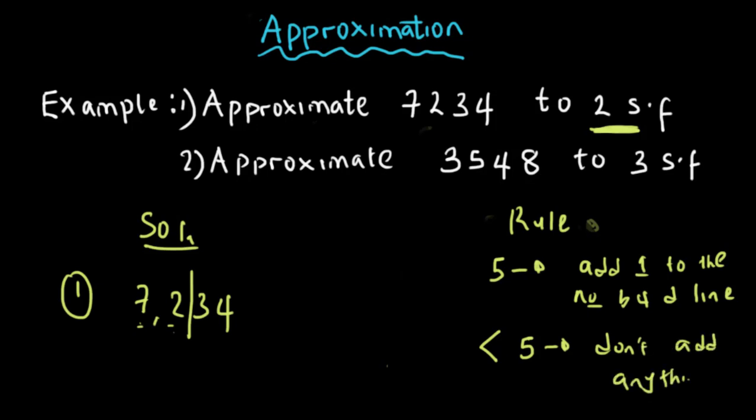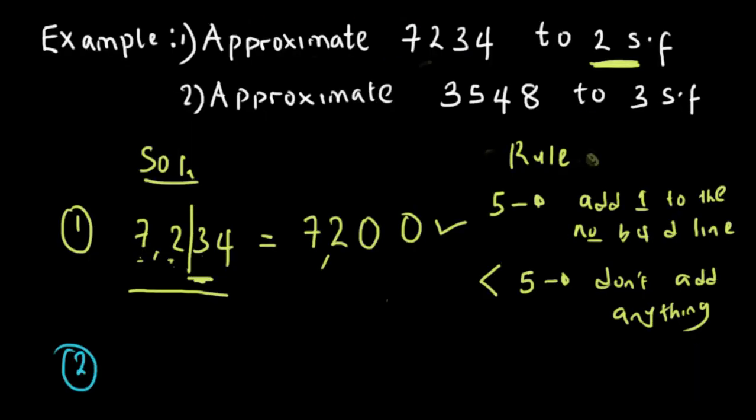Does this make sense? So let's look at this. The number after the line in this case is 3, which is less than 5. So we don't add anything to the number before the line. Does that make sense? So we are going to be having 7, 2. Now turn the number after the line to zeros. So it means that 7,234, if we approximate it to two significant figures, we are going to get 7,200. Does that make sense?